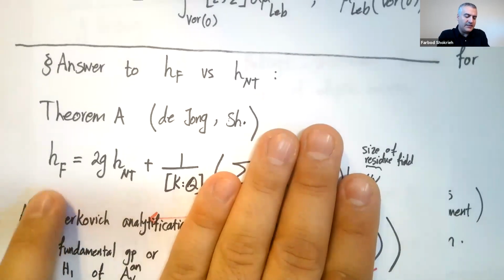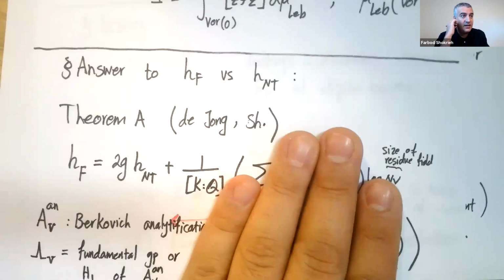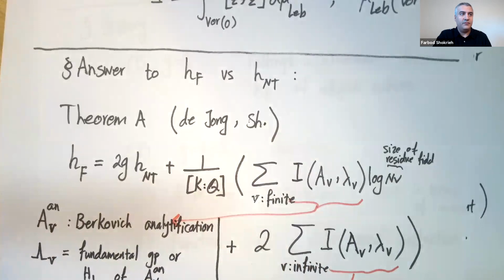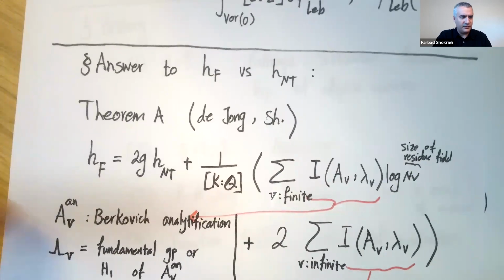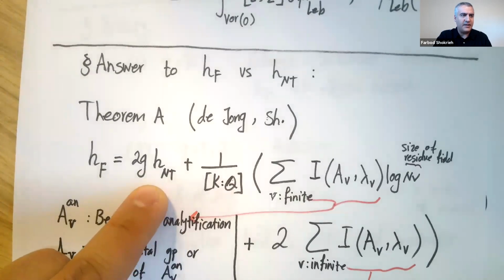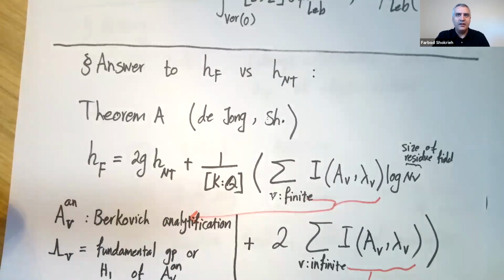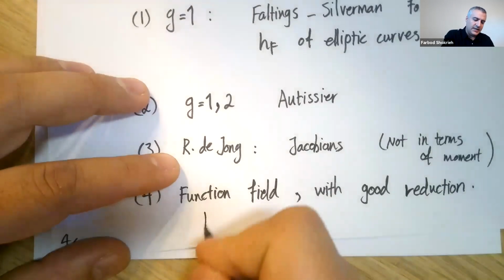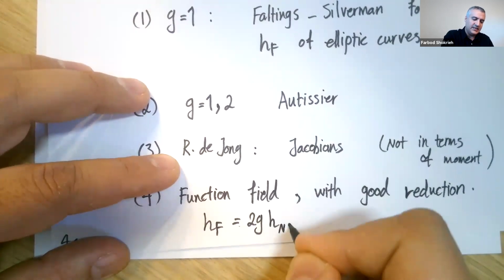And you get this surprising fact that Faltings height is 2g times Néron-Tate height of the theta divisor, which sounds kind of weird because Néron-Tate height does depend on the polarization. Faltings height doesn't depend on the polarization. And it's the kind of identity that should remind you of Riemann-Roch, and it is a Riemann-Roch theorem. So this HF is 2g times HNT.